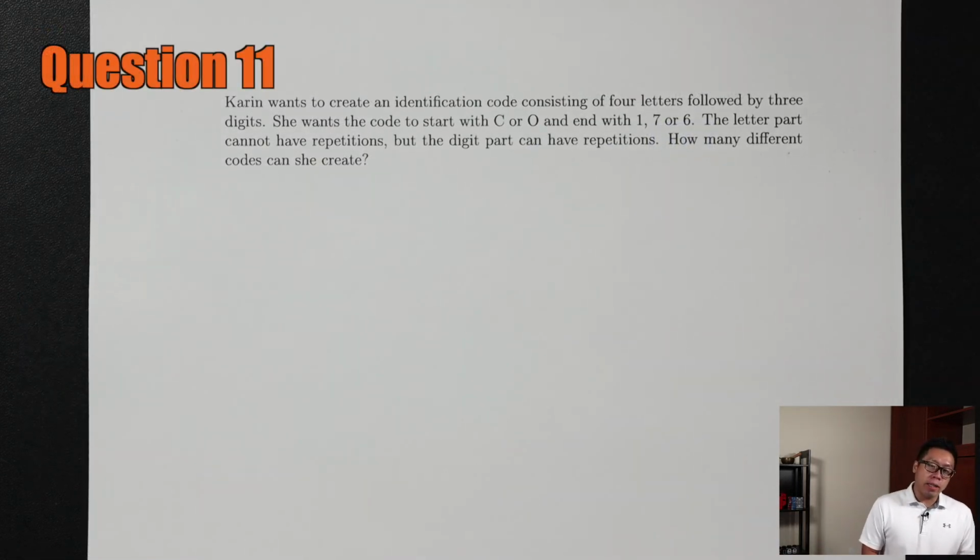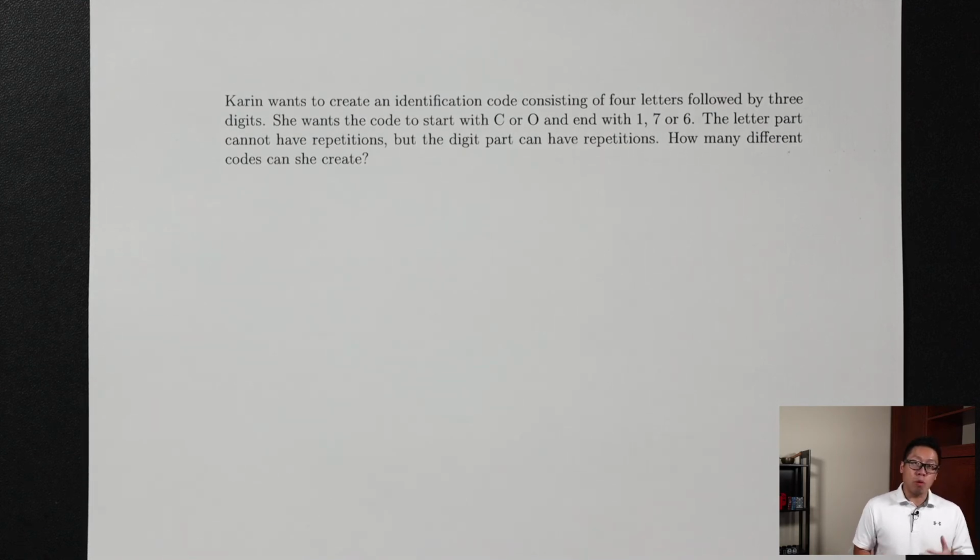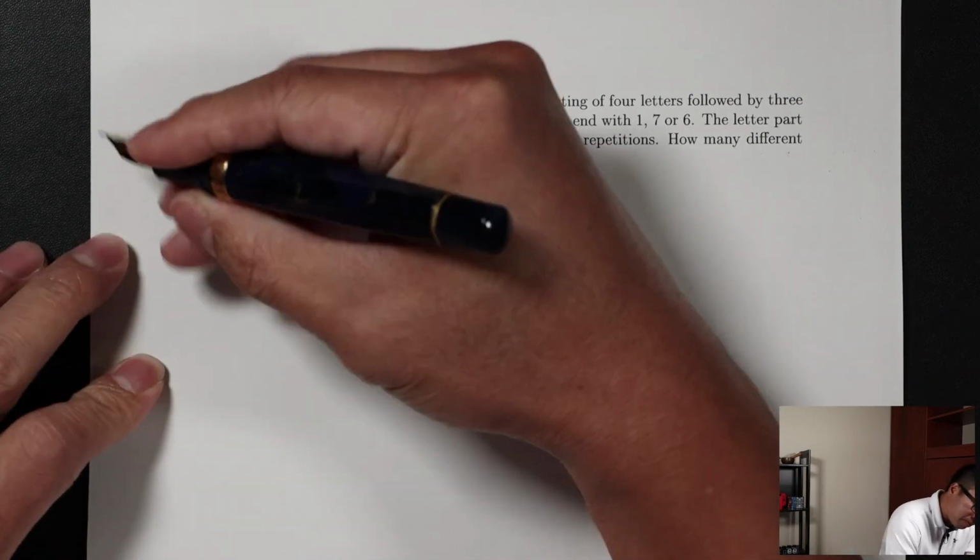Karen wants to create an identification code consisting of 4 letters followed by 3 digits. She wants the code to start with C or O and end with 1, 7, or 6. The letter part cannot have repetitions, but the digit part can have repetitions. How many different codes can she create? Question is, does the order matter? We're talking about codes here, so codes are kind of like passwords. Order does matter, which means this is a permutation.